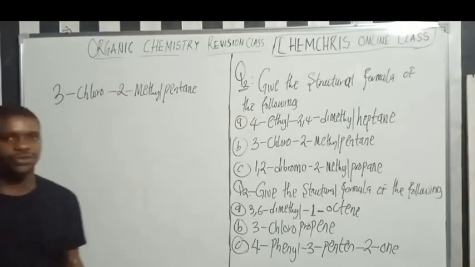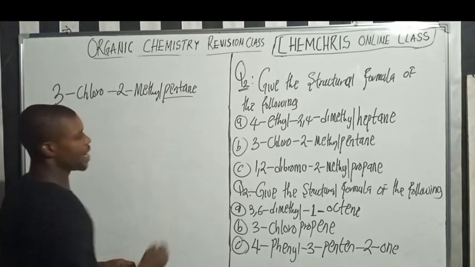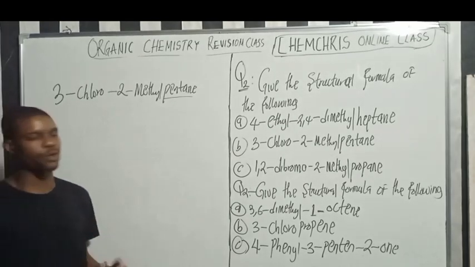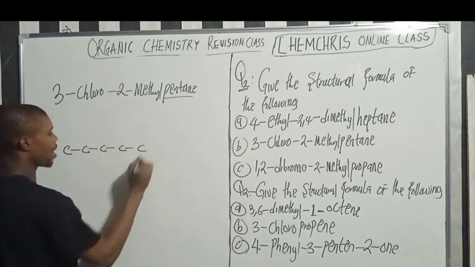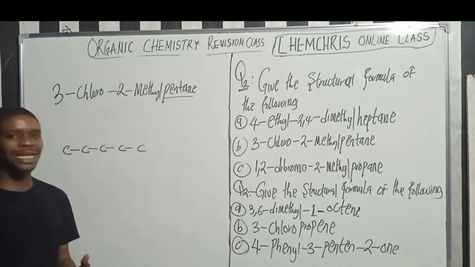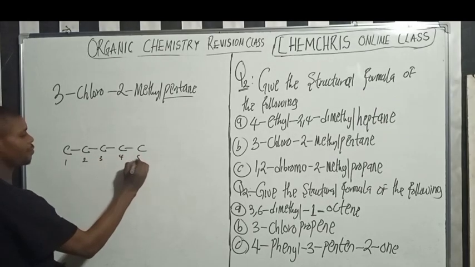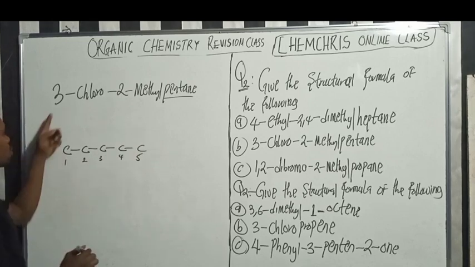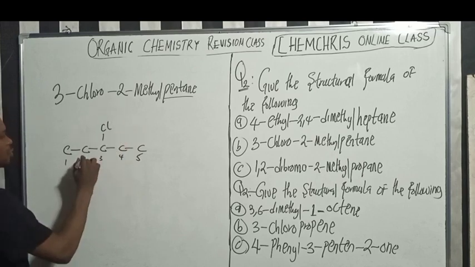So how do we draw the structure? It's very easy. Pentane is the big parent name, right? Pent means 5 carbon atoms with single bonds. So you have 1, 2, 3, 4, 5. You can start your numbering anywhere. You can start from here, 1, 2, 3, 4, 5. You can still decide to start from here, but I like to start from here. So carbon number 3 has a chloro. Carbon number 2 has a methyl.